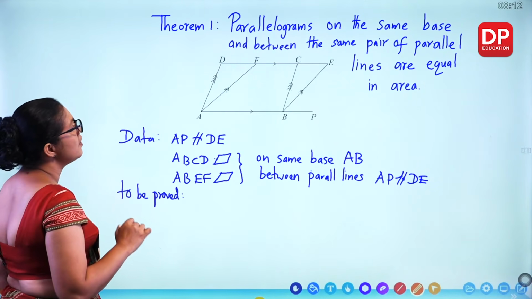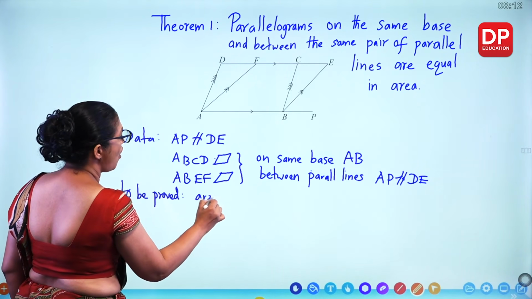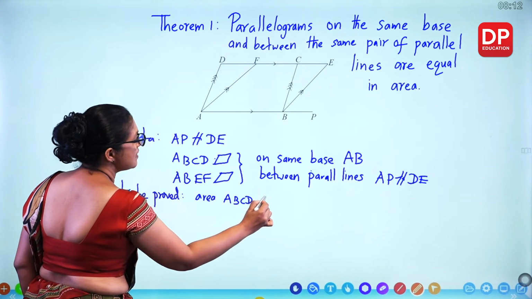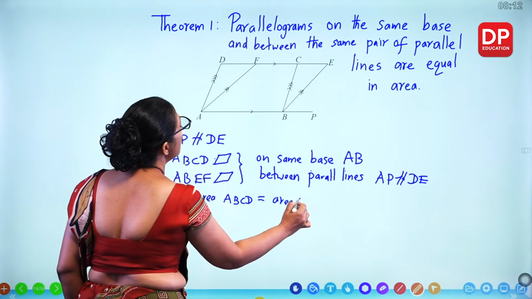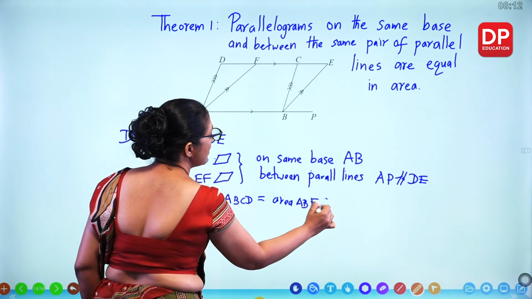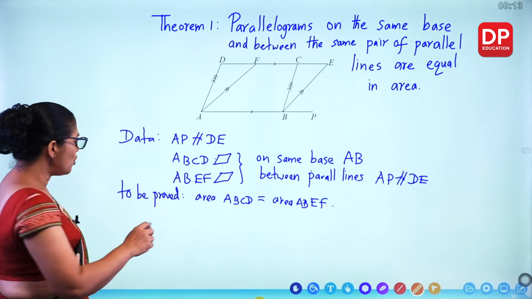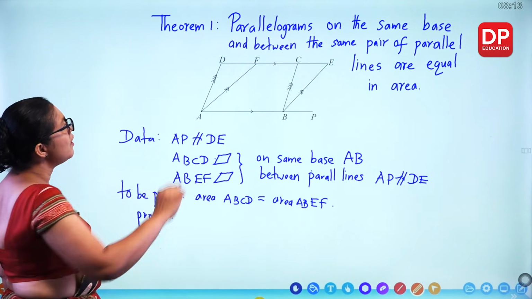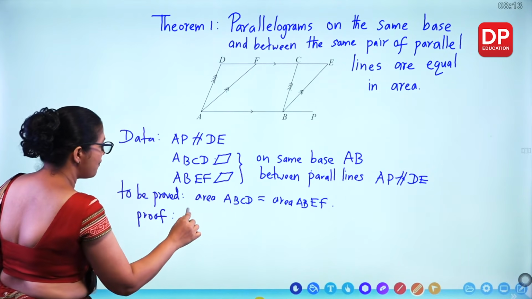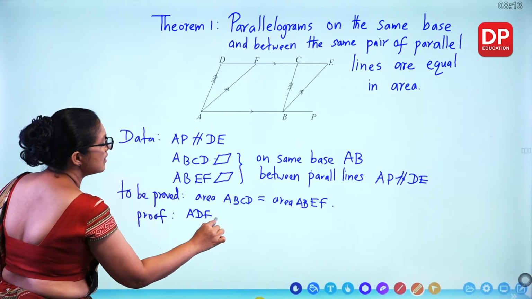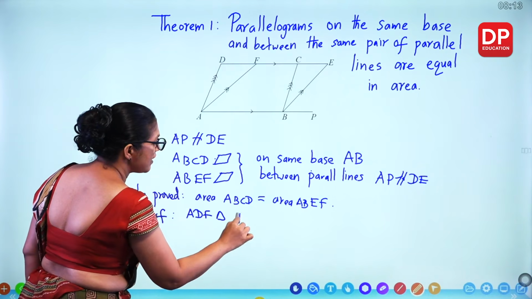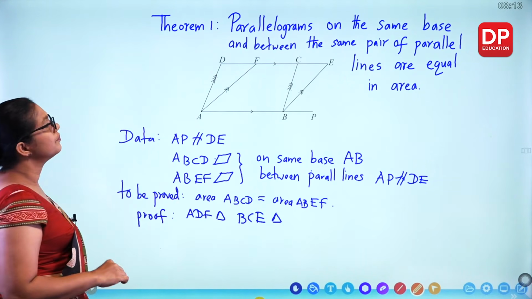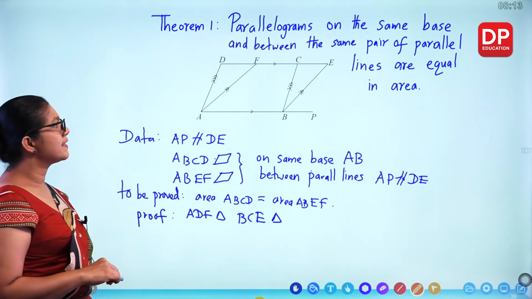We need to prove the area of ABCD is same as area of ABEF. Now we'll start to prove this. We'll look at ADF triangle and BCE triangle. What can you say about these two triangles?